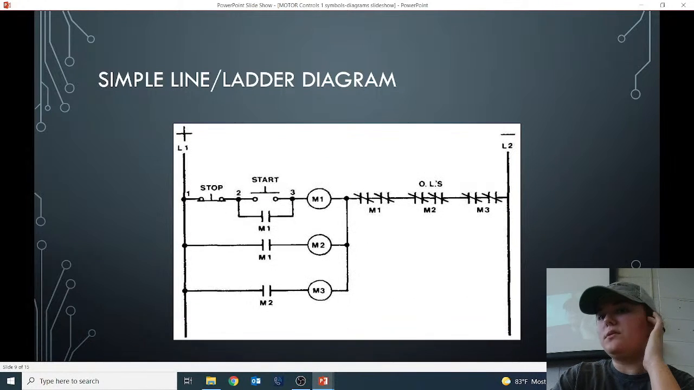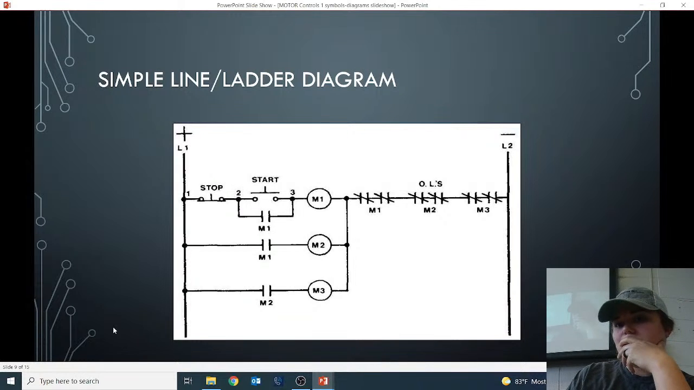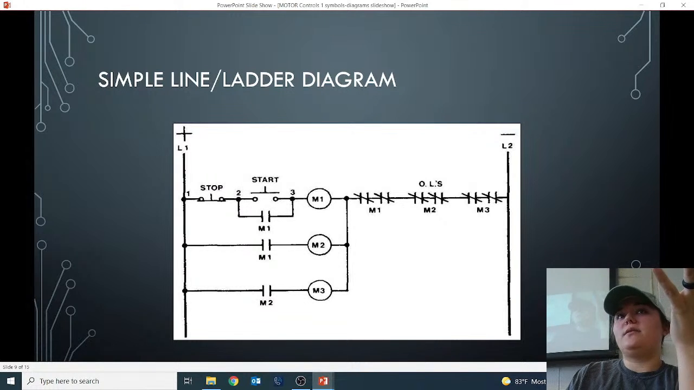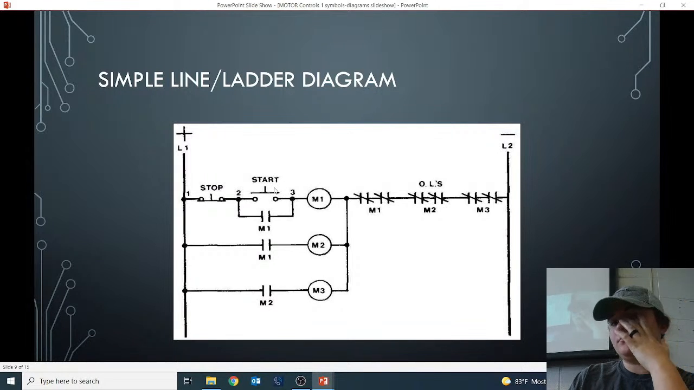So this is a simple line ladder diagram. Okay, so you see how the start is, I mean, the stop is closed, so nothing's going on. I know this is very basic for probably some of y'all. I just wanted to let y'all put your eyes on it, so you know you're gonna press in the start switch, and that's gonna cause your circuit to close in, and your motors are gonna come on.